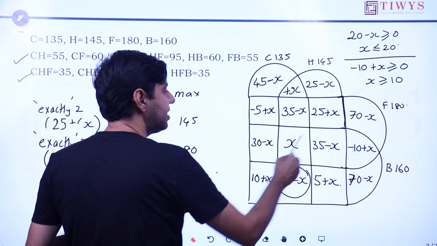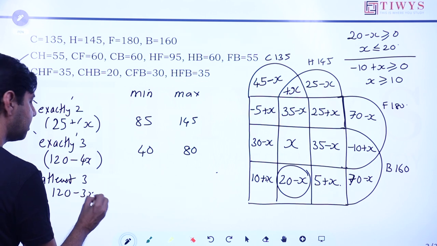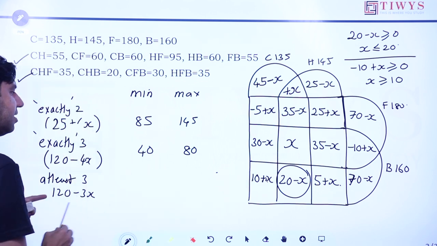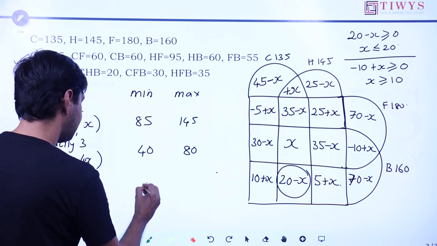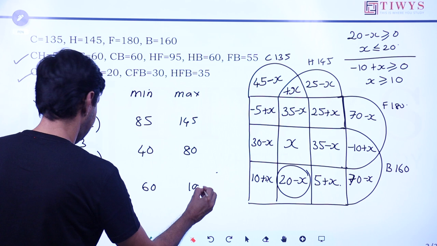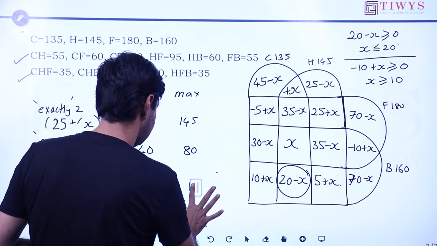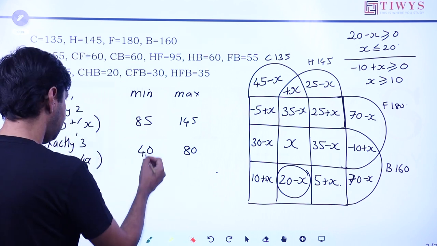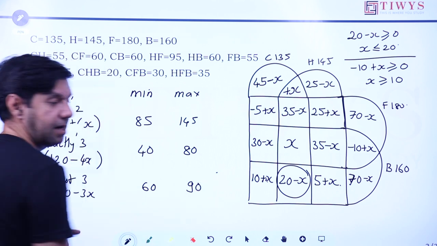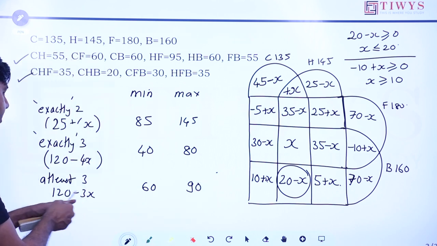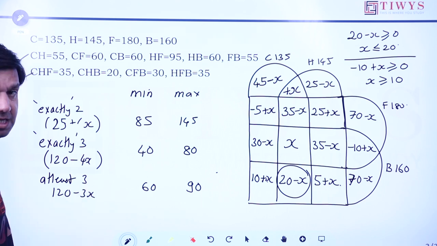Now, at least three simply means these as well as that x. So this is nothing but 120 minus 3x. When you add that x, this becomes minus 3x, right? So it's not a very difficult one. In fact, you have to just add a 10, 20 in this and add a 10 over here. Put x as 10, 30, 90, you get. Put x as 20, 23s are 60, you get 60.